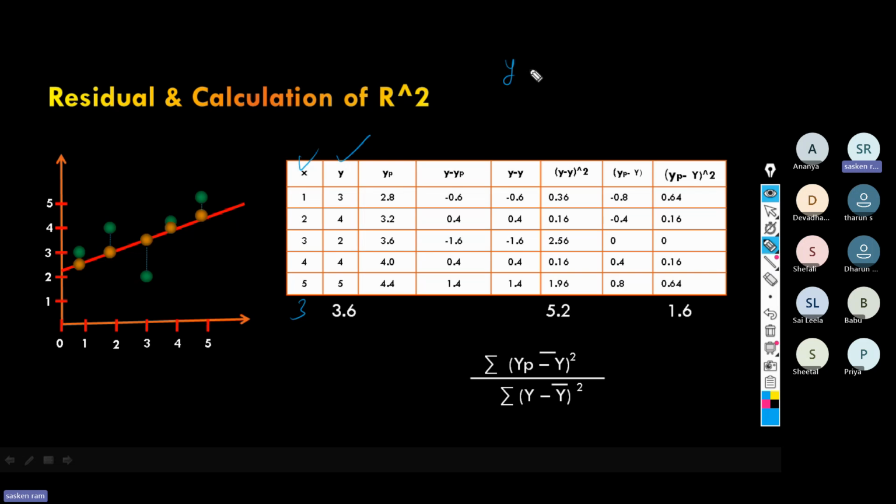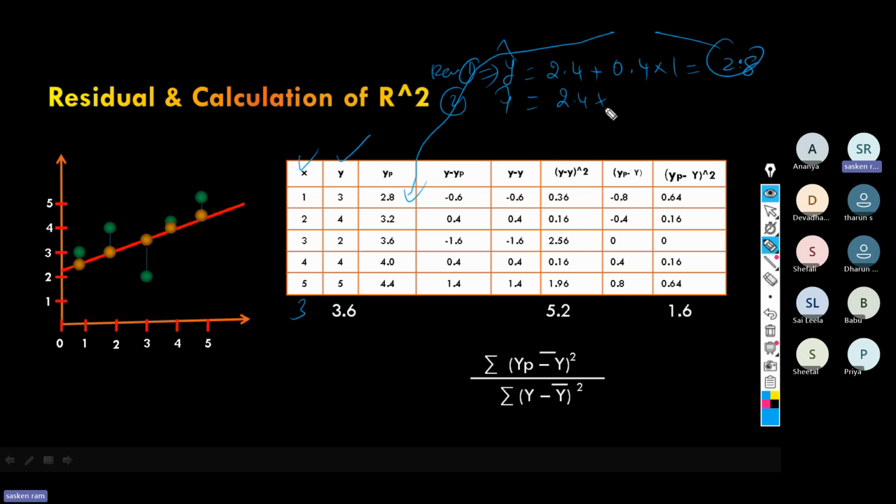So how did we arrive at it? y is equivalent to the intercept value, which was 2.4, and then the slope was 0.4 into 1. So the first one is going to be what? 2.8, correct? That is the predicted value, 2.8. This is the one I put here. And similarly, for the second record, the predicted value is 2.4 plus 0.4 into 2, and for this, you will get 3.2.